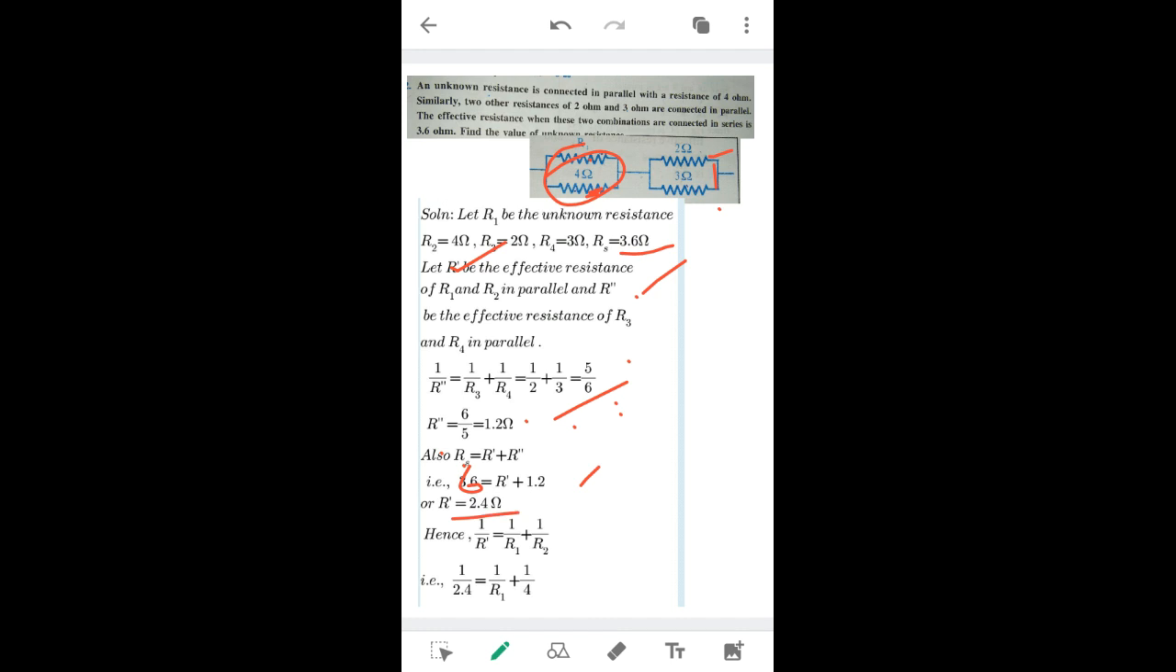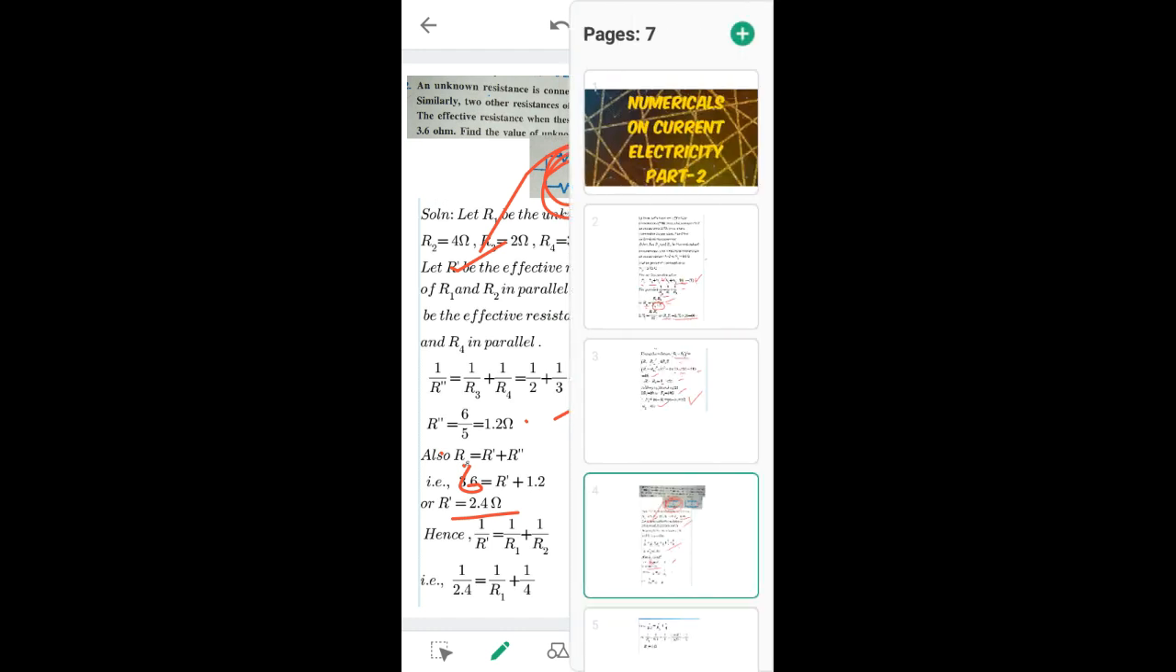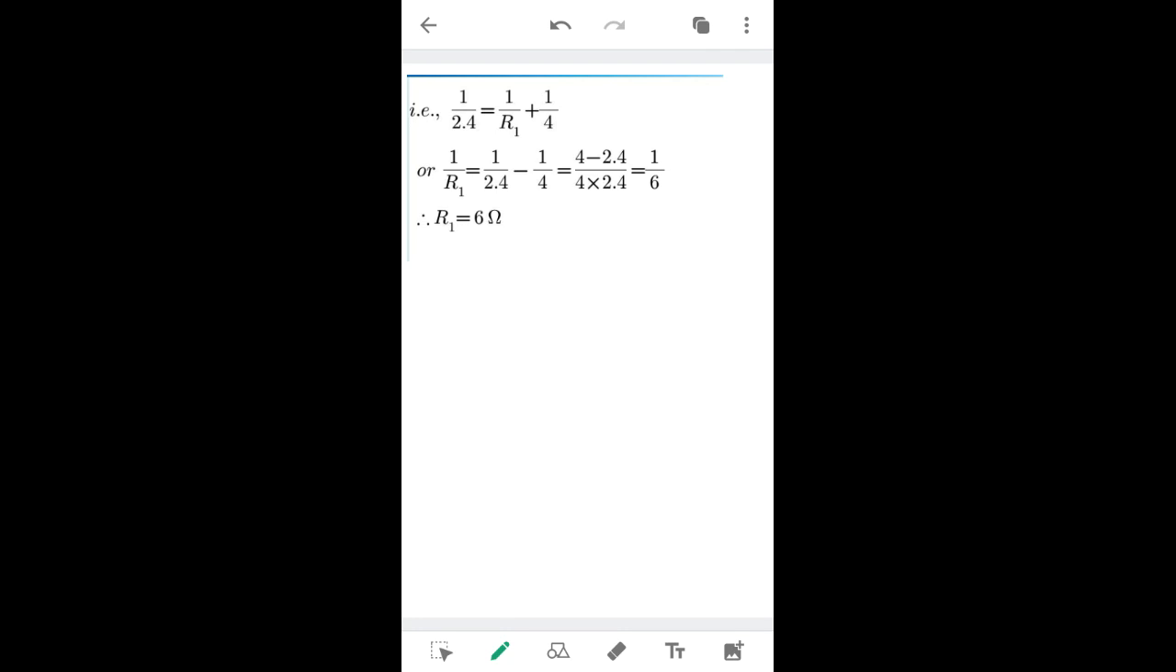Now if we take this 1.2 to the other side, R dash equal to 3.6 minus 1.2, which is 2.4 ohm. Hence 1 by R dash equal to 1 by R1 plus 1 by R2. For the first combination, therefore, 1 by 2.4 equal to 1 by R1 plus 1 by 4. So 1 by R1 equal to 1 by 2.4 minus 1 by 4, and when you do this calculation, you get 1 by 6. So R1 equal to 6 ohm.